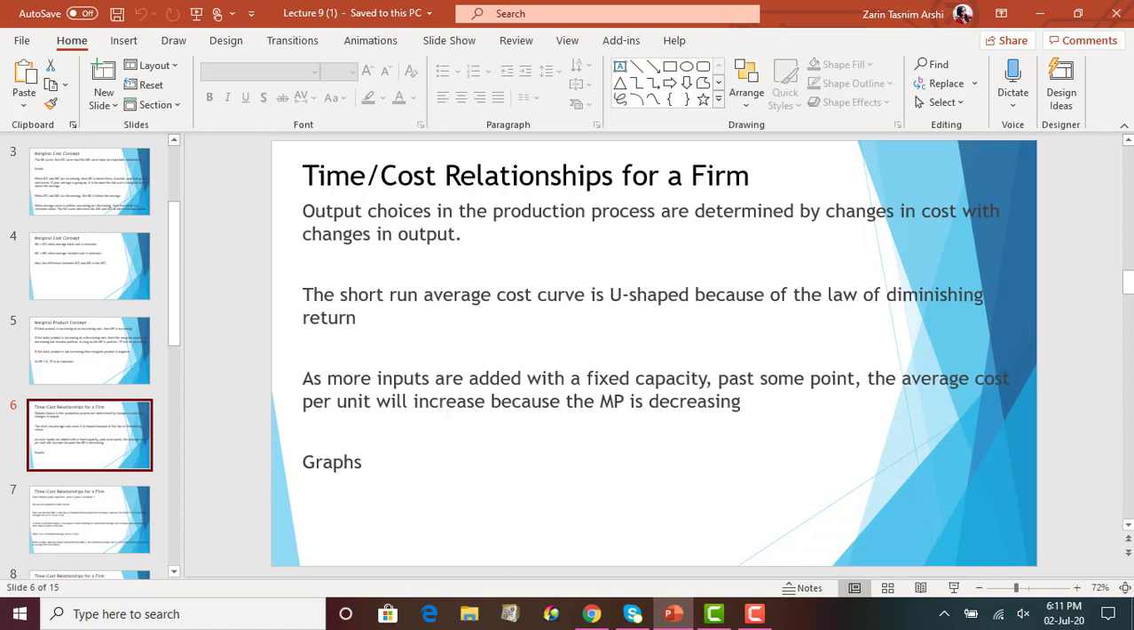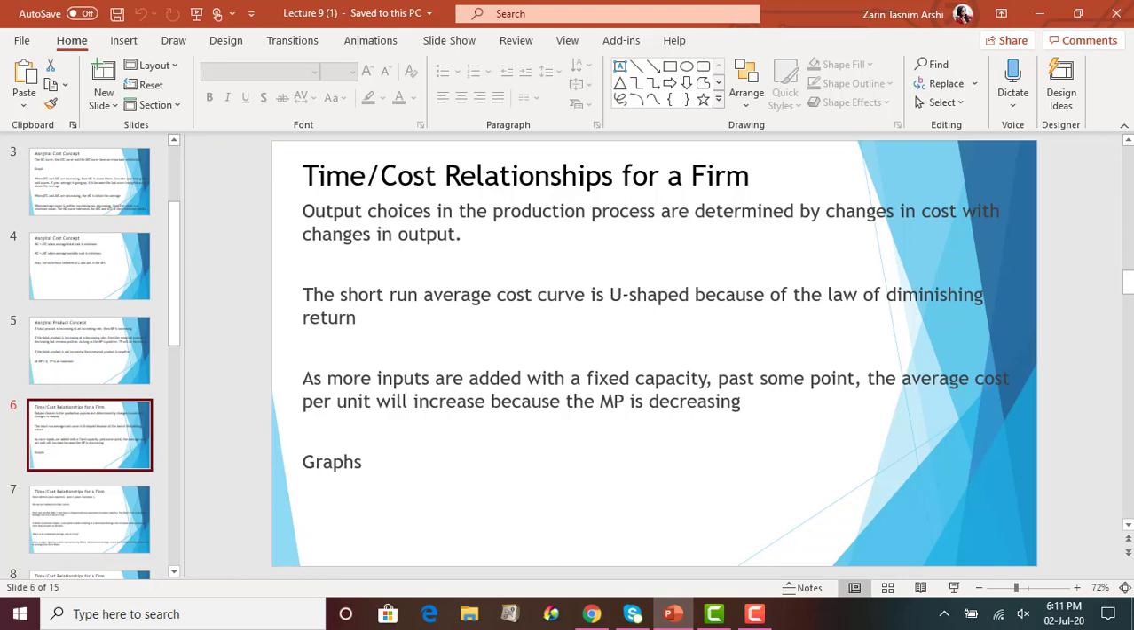Now, output choices in the production process are determined by changes in cost with changes in output, right? So what output the firms are going to produce will be determined by the cost that is incurred at different output levels. Now the short run average cost curve will always be a U-shaped curve because of the law of diminishing marginal return. Again, let's say we have a fixed plant size to produce mobile phones.